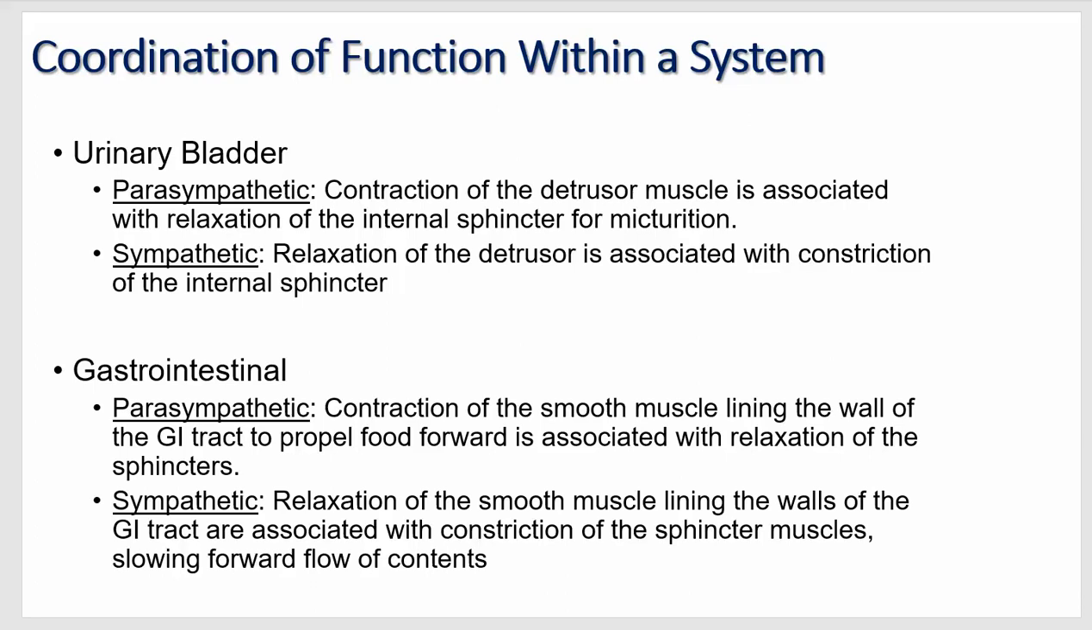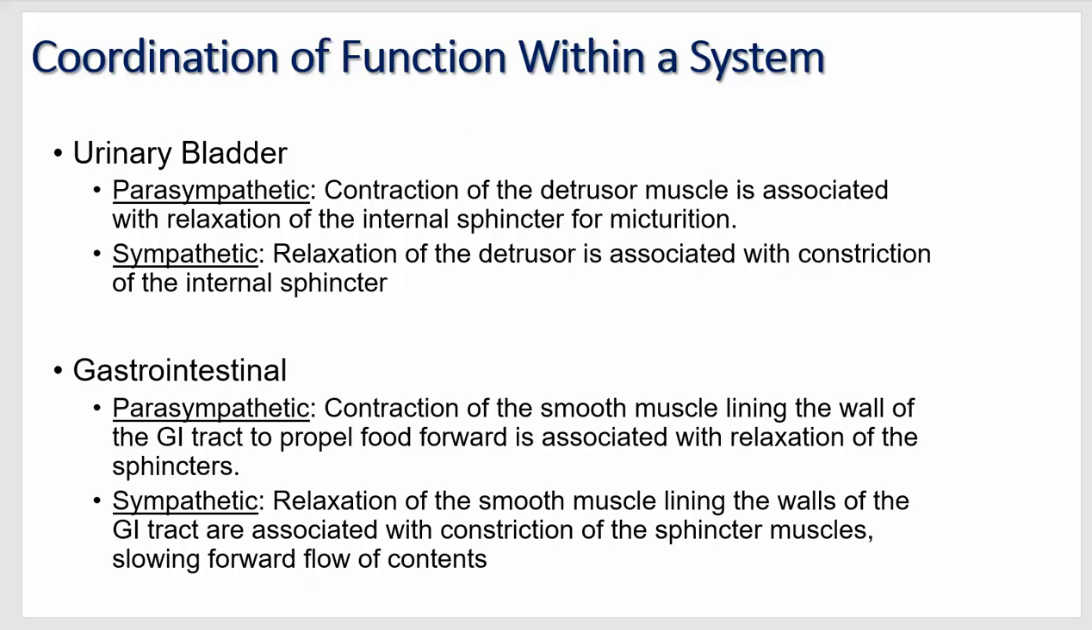Okay, coordination of function within the system. This is the push and pull of the parasympathetic and the sympathetic. Contraction of the detrusor muscles associated with relaxation of the internal sphincter is the parasympathetic response, and we've already been through this, which is why I'm going faster. The sympathetic is relaxation of the detrusors associated with constriction of the internal sphincter. So back and forth, parasympathetic and sympathetic working together.